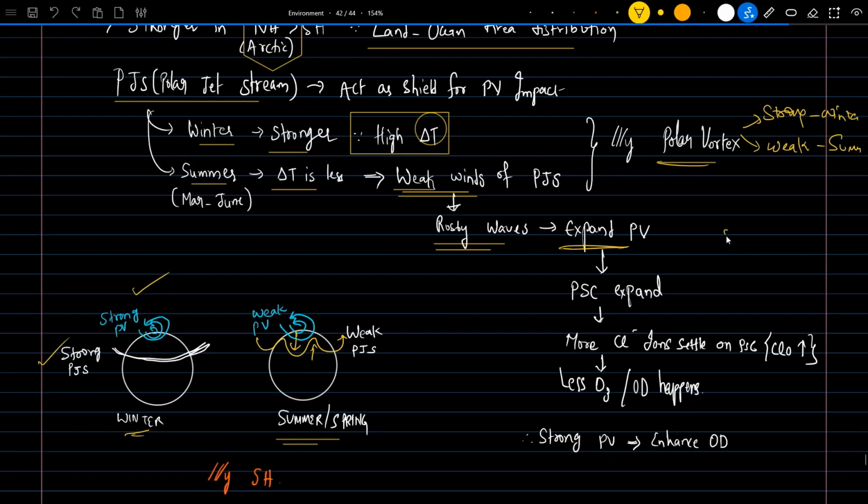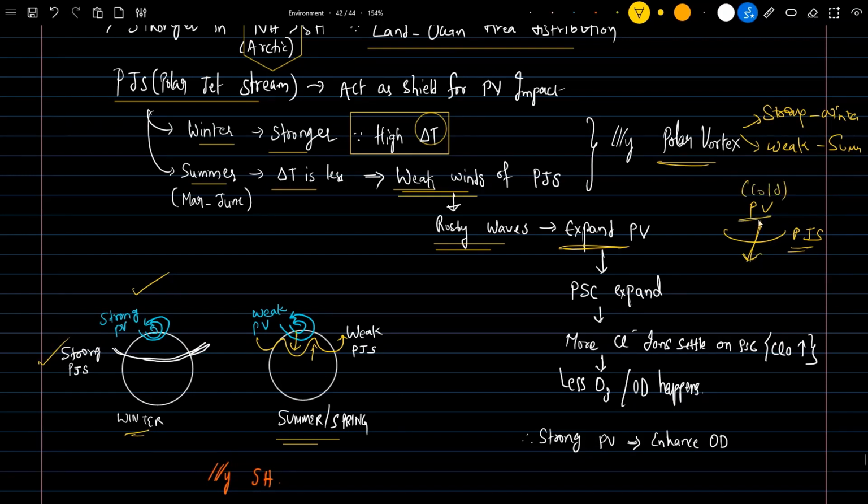We can simply understand that the polar jet stream is shielding the polar vortex, keeping it from entering northern USA, Canada, Russia. The polar jet stream is simply gating or shielding the polar vortex. Whenever the polar jet stream is weak, the polar vortex enters. Also understand that the polar vortex contains cold air, so this cold air will enter the northern parts of the USA, Canada, Russia. The polar vortex will now be expanding because of the weak polar jet stream. So the PSC, the polar stratospheric cloud, will be expanding.